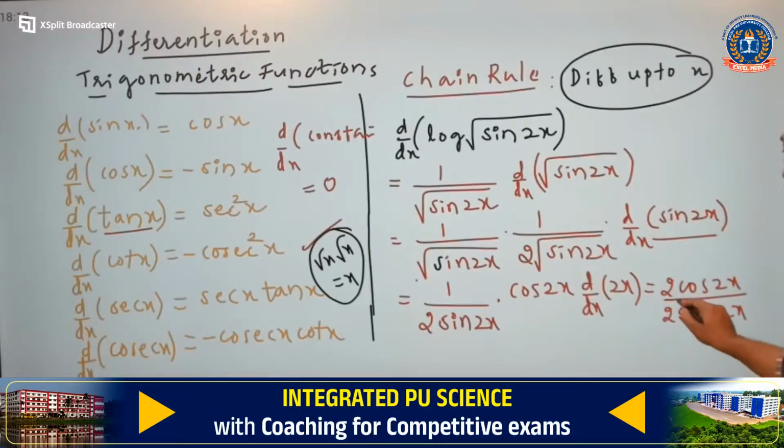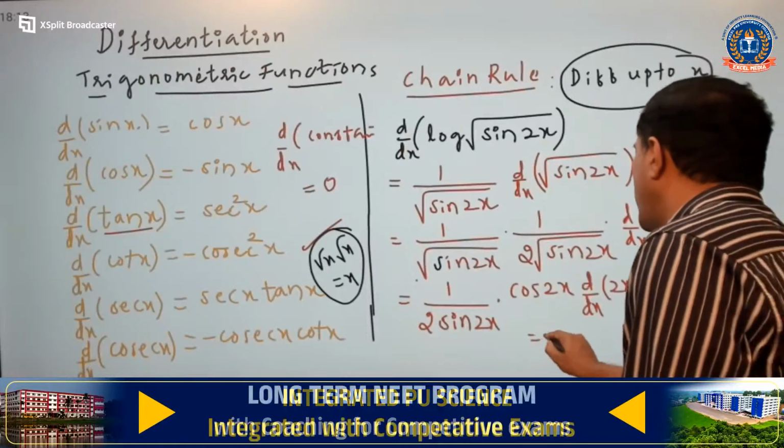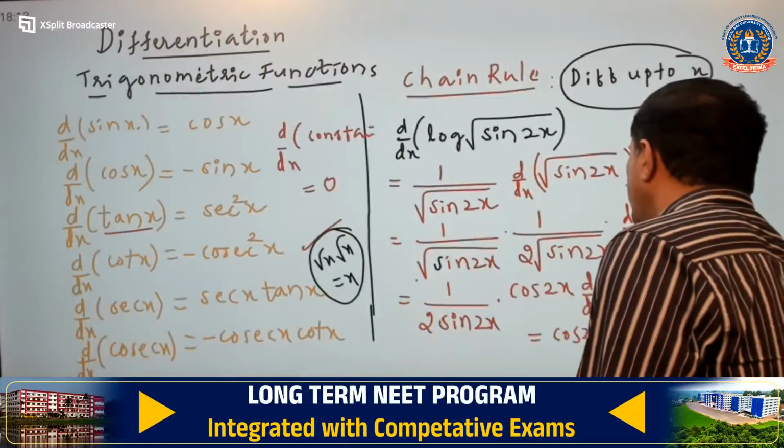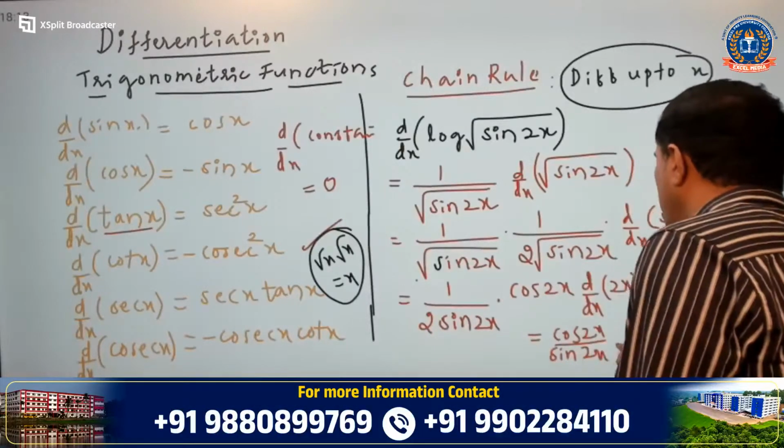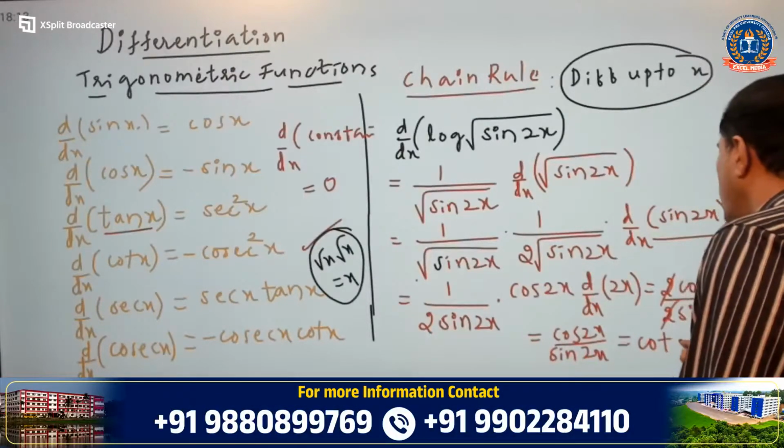So 2 gets cancelled. So the answer is cos 2x divided by sin 2x. Final answer we can write as cot 2x.